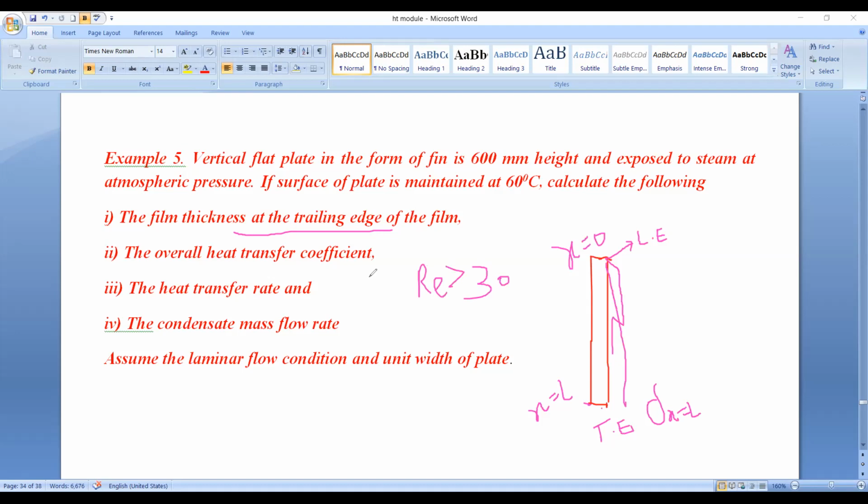That's it. The last bit: calculate the condensate mass flow rate, that is m dot. Here also we have to assume the laminar flow condition with unit width of plate, that is b equals 1 meter. Please solve this problem and put your answers in the comment box.